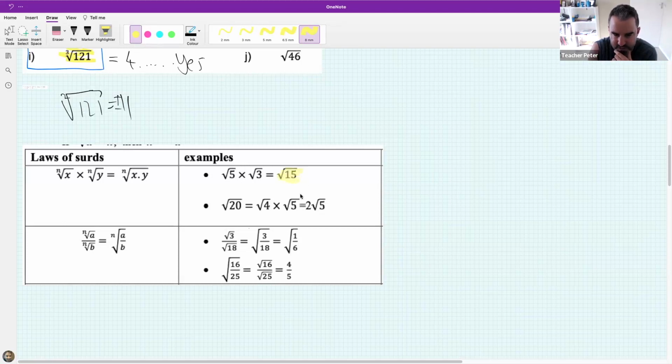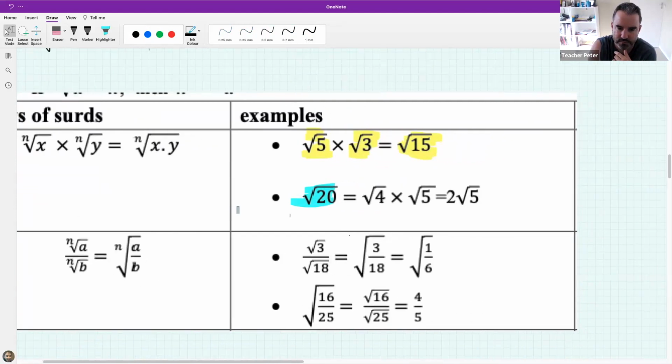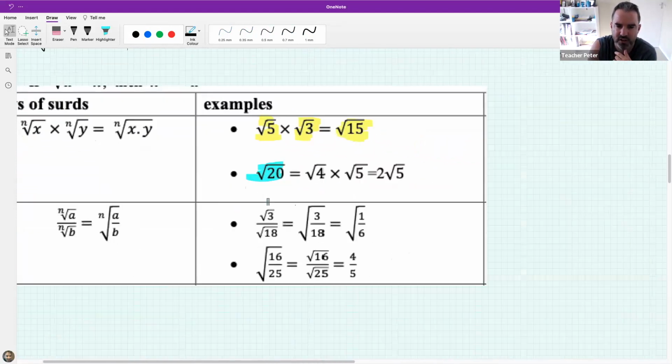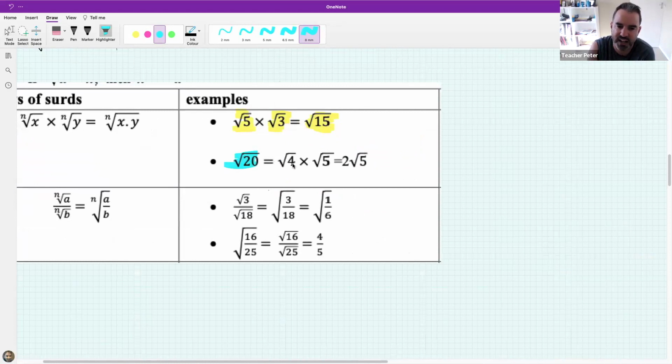If I think about the square root of 15, I can write that as the square root of 3 times the square root of 5. Or if I want, I can take the square root of 20. So let's zoom into this. What goes into 20? 4 times 5. So I can write this as the square root of 4 times the square root of 5. But I know that the square root of 4 is going to be 2. And so my final answer is going to be 2 square root 5.